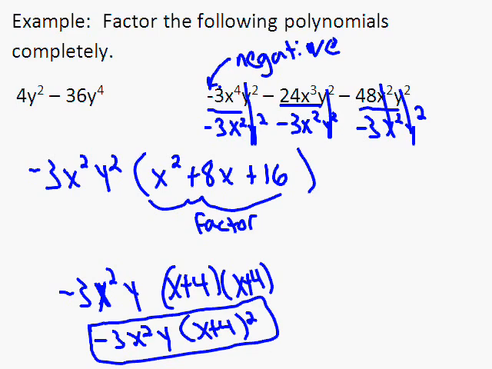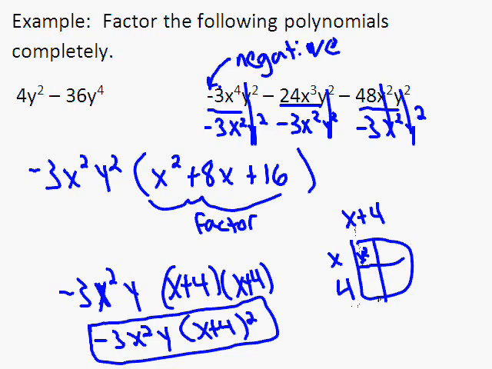Now to check our answer, we're going to do x plus 4 times x plus 4. X times x is x squared. 4 times x is 4x. X times 4 is 4x. 4 times 4 is 16. When we write that out, we get x squared plus 8x plus 16. And our negative 3x squared y is still outside.